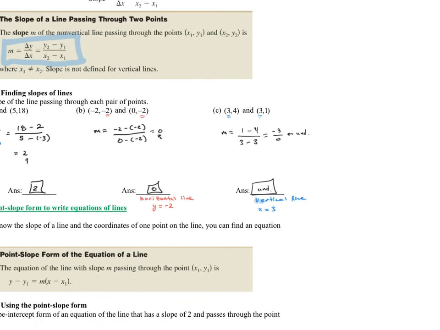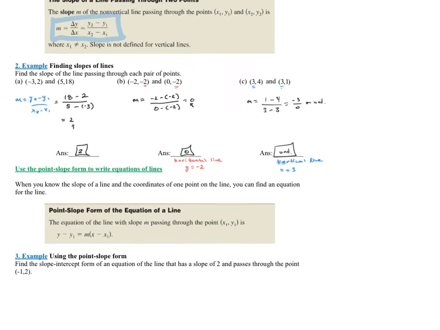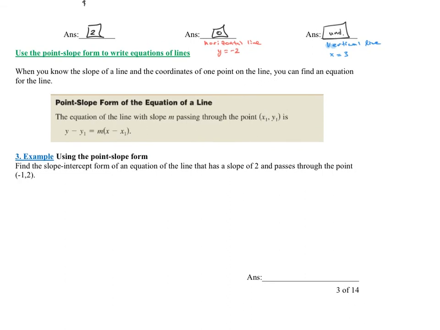So again, a slope of 0 is a horizontal line, y equals. With a vertical line, you have division by 0, 0 on the bottom, so the slope is undefined, and that would be a vertical line with a form of x equals. All right, let's keep on going.